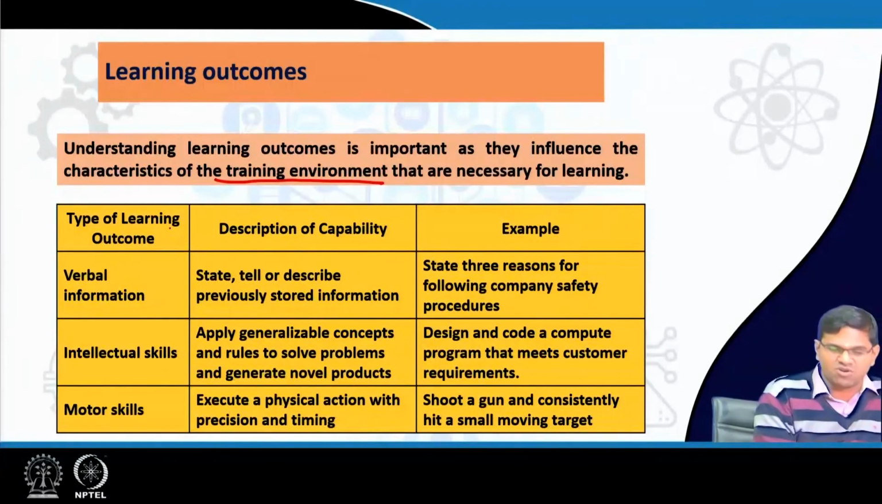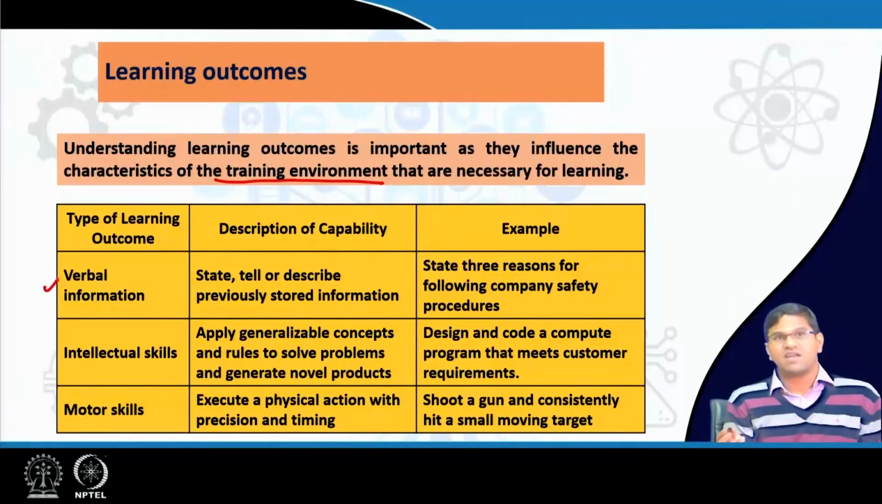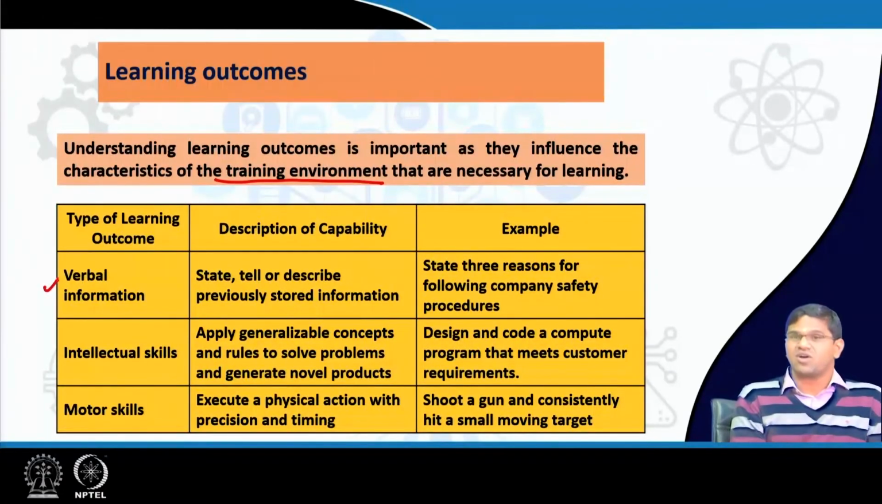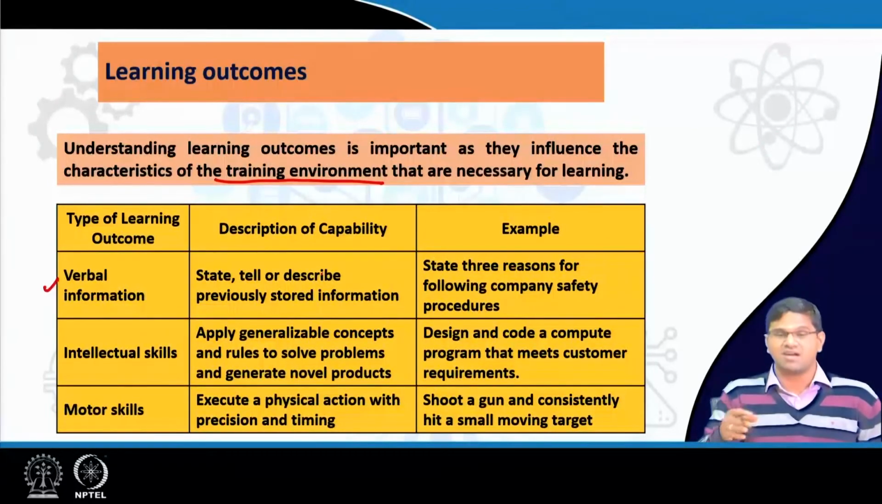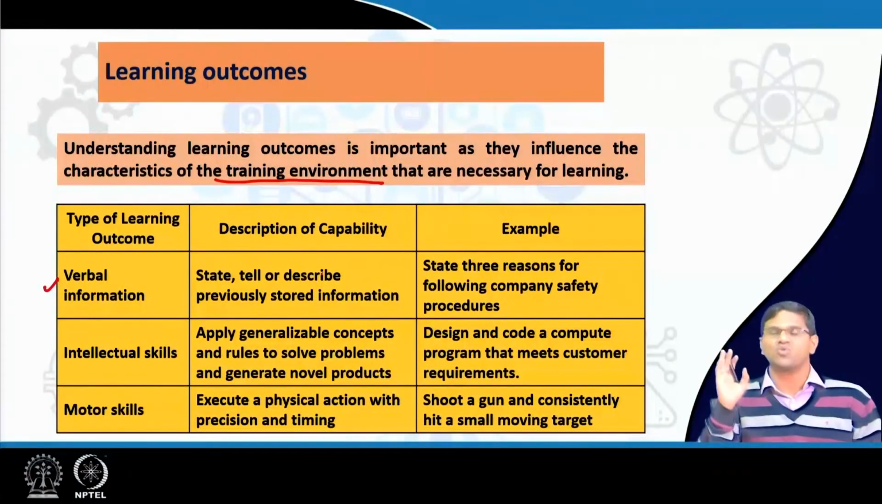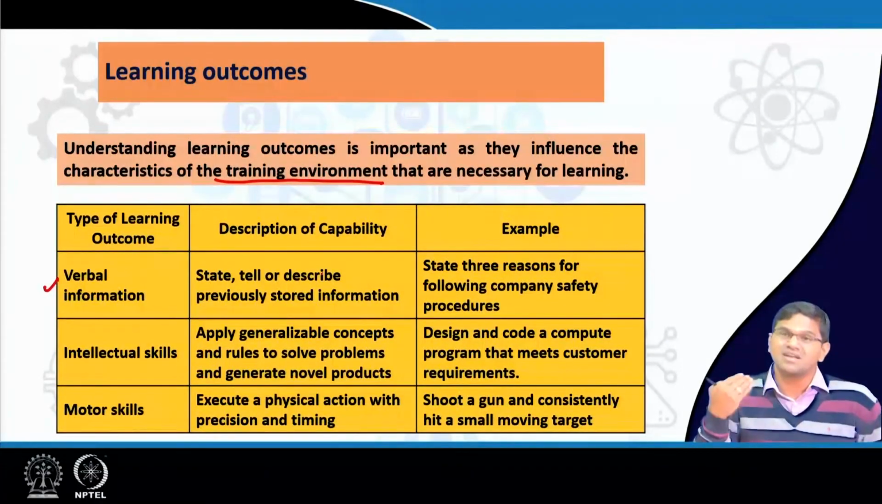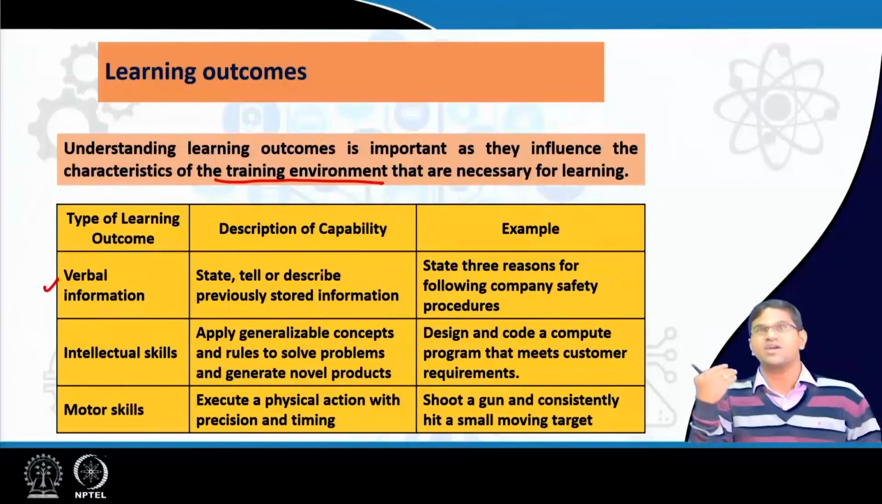Let's say the types of learning outcomes. Let's say verbal information. For verbal information, what are we talking about? It refers to somebody being able to state, tell or describe previously stored information. It is very simple. Let's say you have to keep the information stored, and you will be able to recall the information which is stored in your memory.